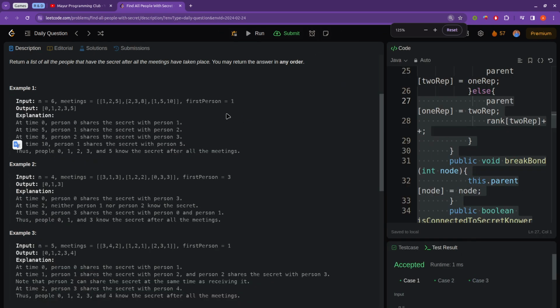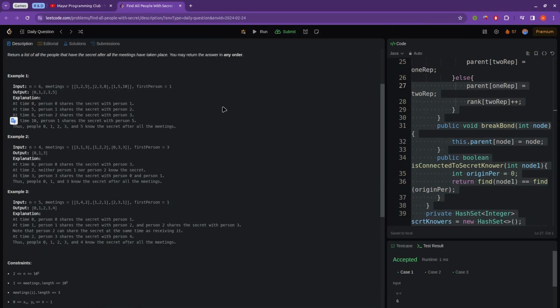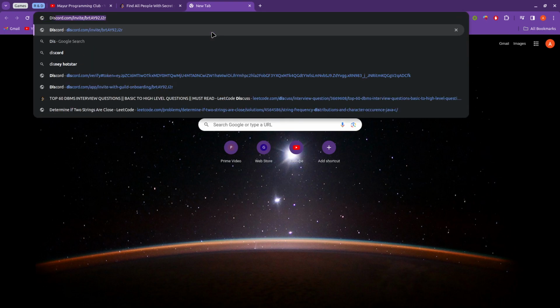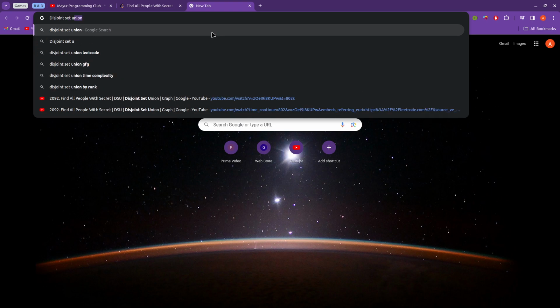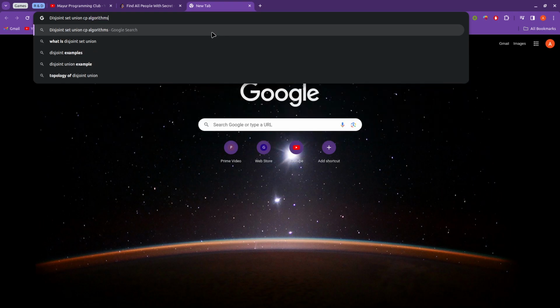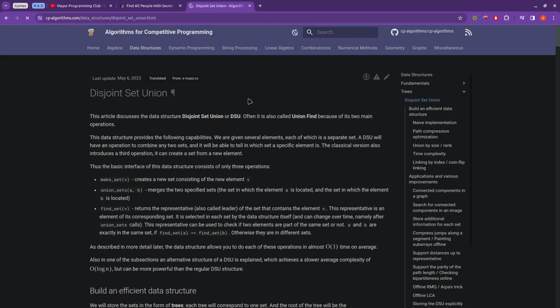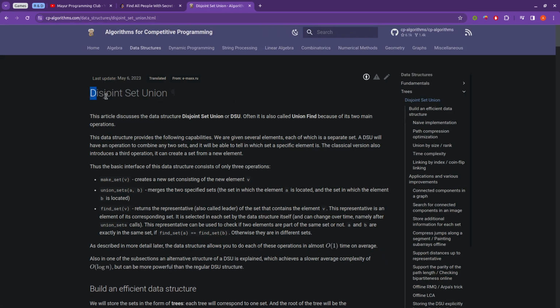Okay, so before approaching the solution, I would like to let you know a prerequisite that will be needed to solve this particular problem. The prerequisite for this will be disjoint set union. I will also provide a link for an article describing this disjoint set union.